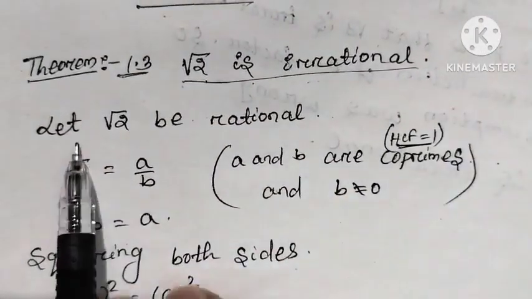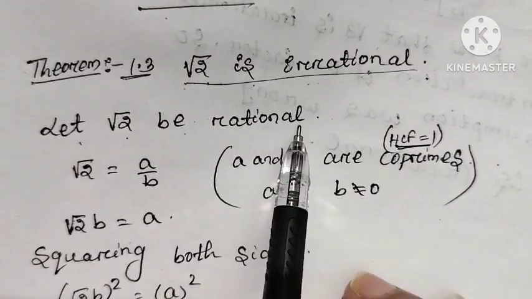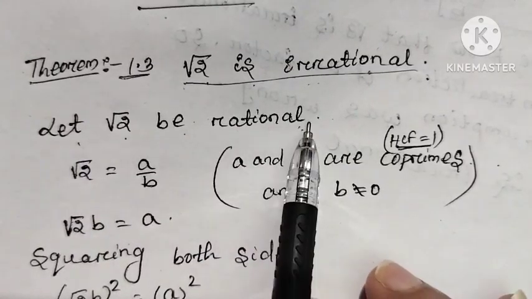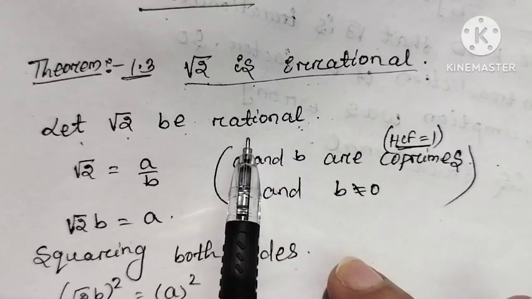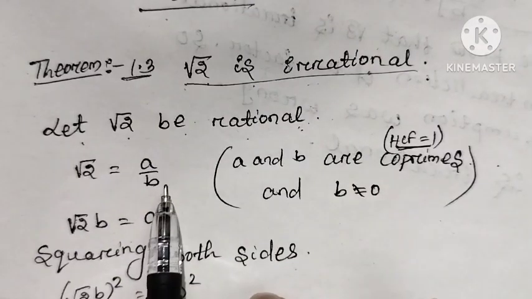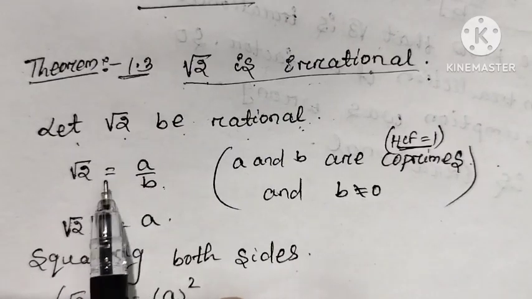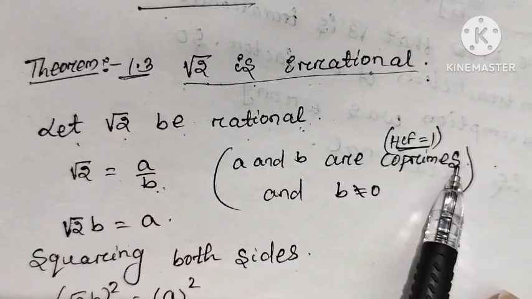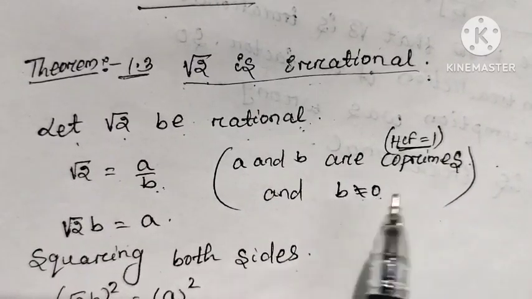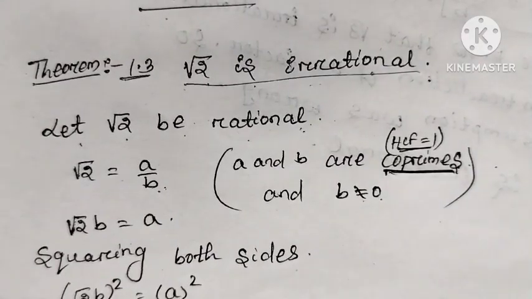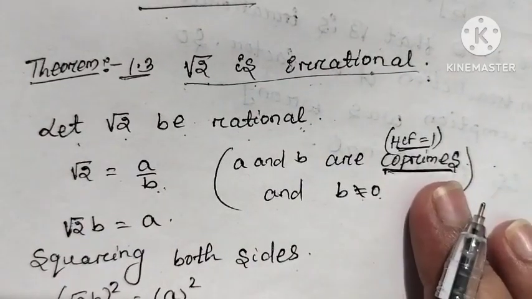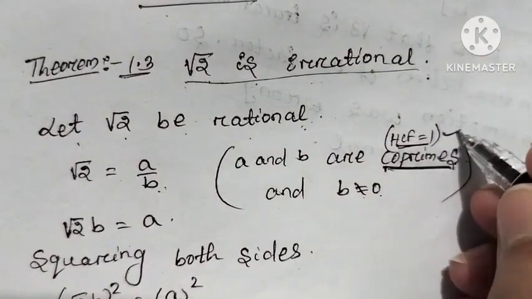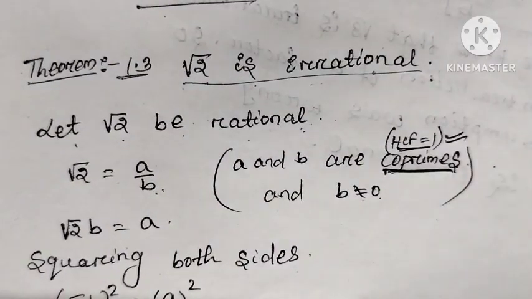Now let root 2 be rational. What? Root 2 be rational. You take root 2 to be a rational number. Rational number means it is of the form P by Q, where Q is not equal to 0. Then root 2 is equal to A by B, where A and B are co-prime and B is not equal to 0. What is the meaning of co-prime? Co-prime means you take two numbers whose HCF is 1. Yes, the HCF is 1, then these are co-prime numbers.